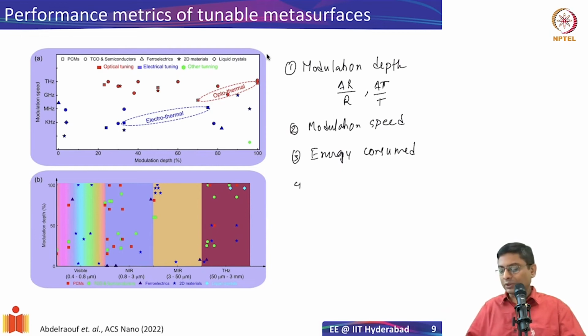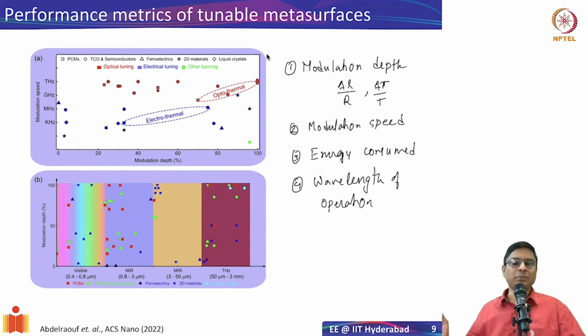And the fourth one, of course, is the wavelength of operation. We'll see that it's not easy to change the refractive index or the optical constants at small wavelengths. In the visible it becomes difficult, but in the IR and terahertz it's much easier to change the refractive index. There can be other metrics as well. If you look at the research in the last 20 years, you will see a broad range of things that are explored.